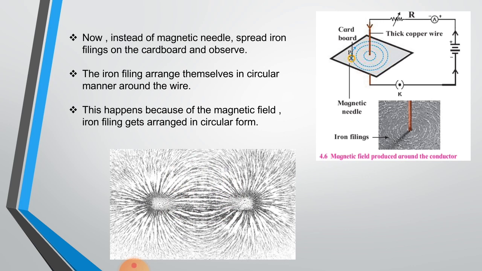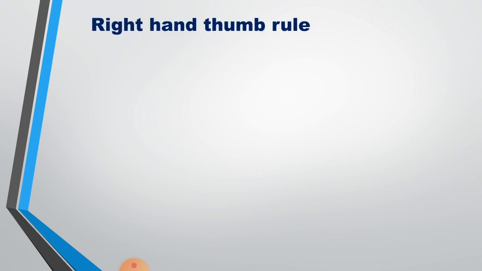Why does this happen? Yes, a very interesting question. Because of what? Magnetic field. Only when there is a magnetic field will the iron filings get arranged in a circular manner. So it gets arranged in a circular manner because of the magnetic field. Okay, yes. So students, we have studied magnetism and magnetic field in our previous standard. Yes, the iron filings spread along the magnetic lines of force in a circular manner.